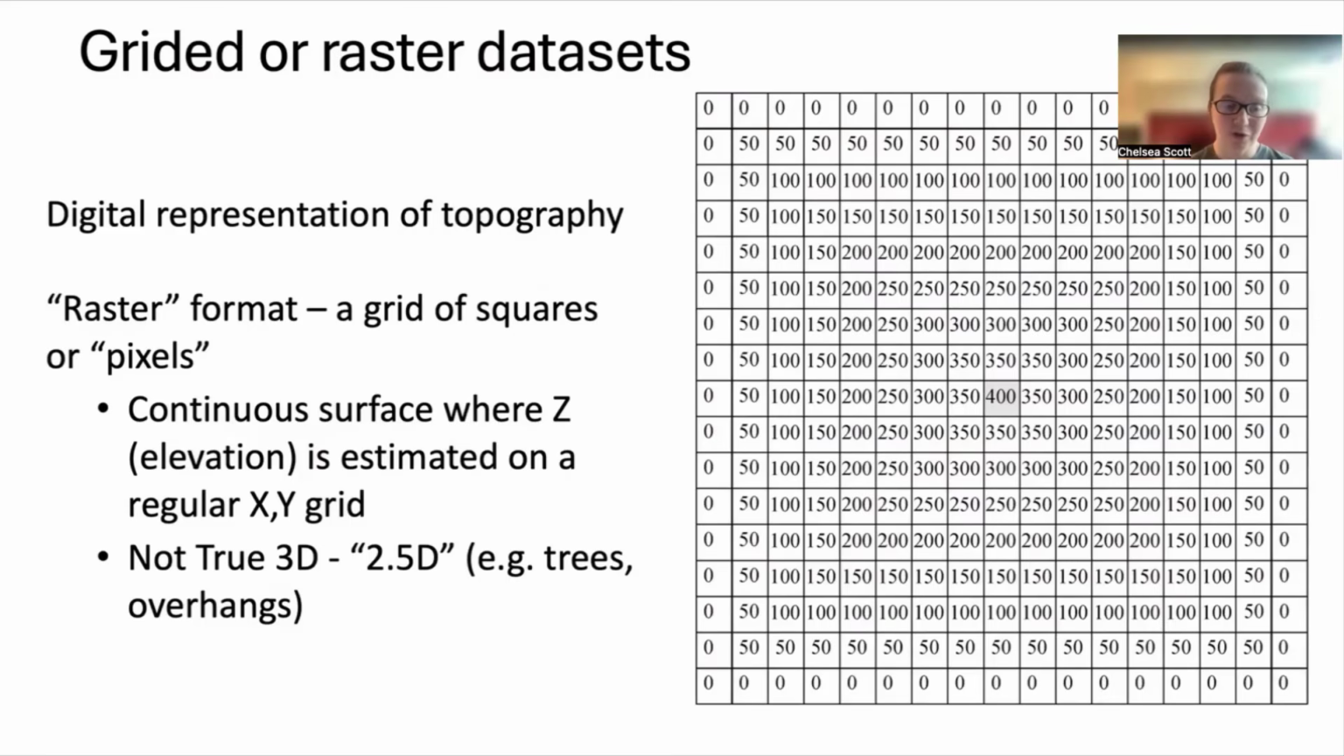And as we've said before, it's important to remember that this is not true 3D, where 3D features such as trees and overhangs are going to be represented by a single elevation.